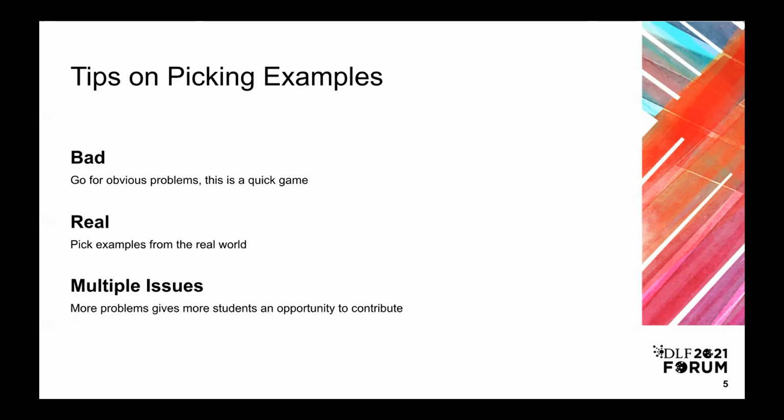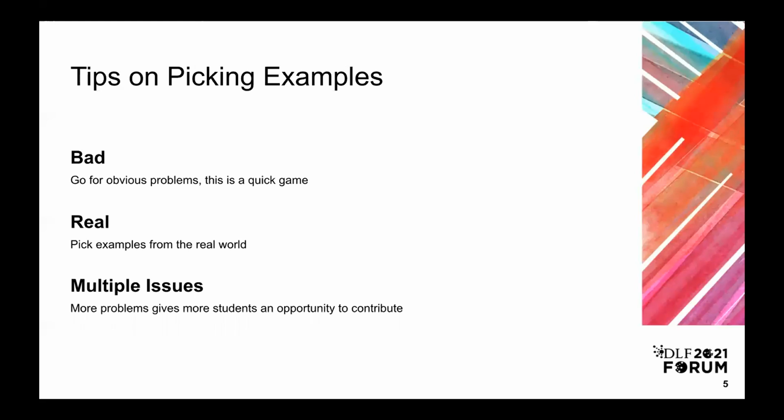Picking examples is one of the most fun parts of teaching with this activity. Here are some helpful hints for choosing. Make sure to pick really bad examples. Because this activity is done quickly, only taking a few minutes, this isn't a good time for graphs with subtle problems. You want them to be obvious.